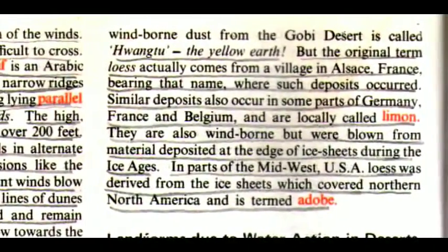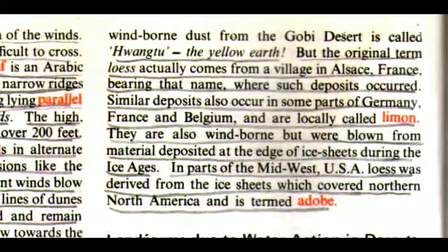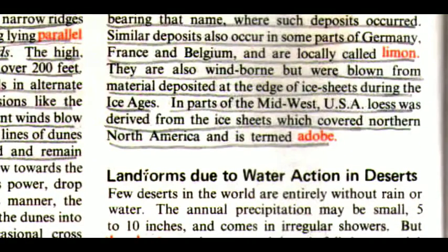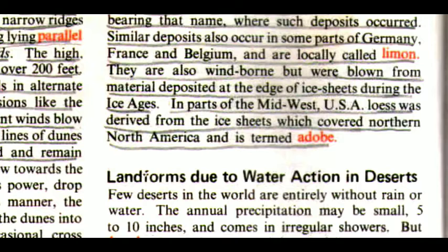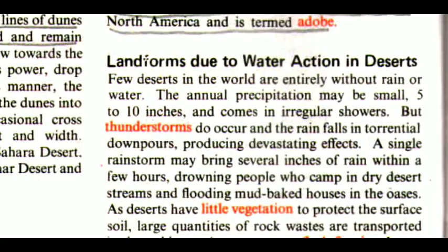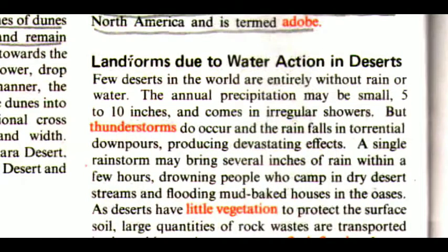In China, such loess, wind-borne dust from the Gobi Desert, is called Huangtu, the yellow earth. But the original term loess actually comes from a village in Alsace, France, bearing that name, where such deposits occurred. Similar deposits also occur in some parts of Germany, France, and Belgium, and are locally called limon. They are also wind-borne, but were blown from material deposited at the edge of ice sheets during the ice ages. In parts of the Midwest USA, loess was derived from the ice sheets which covered northern North America and is termed adobe. Now we are going to read landforms due to water action in deserts.